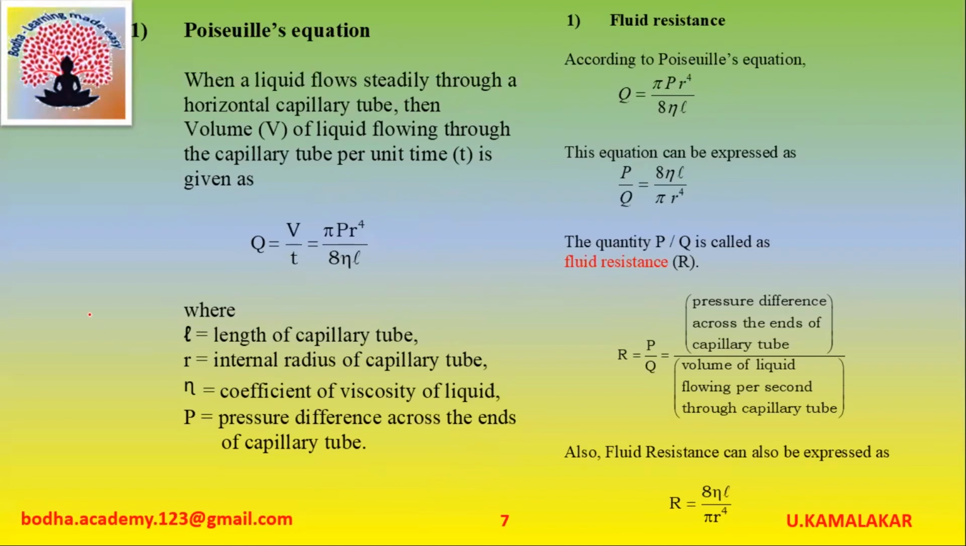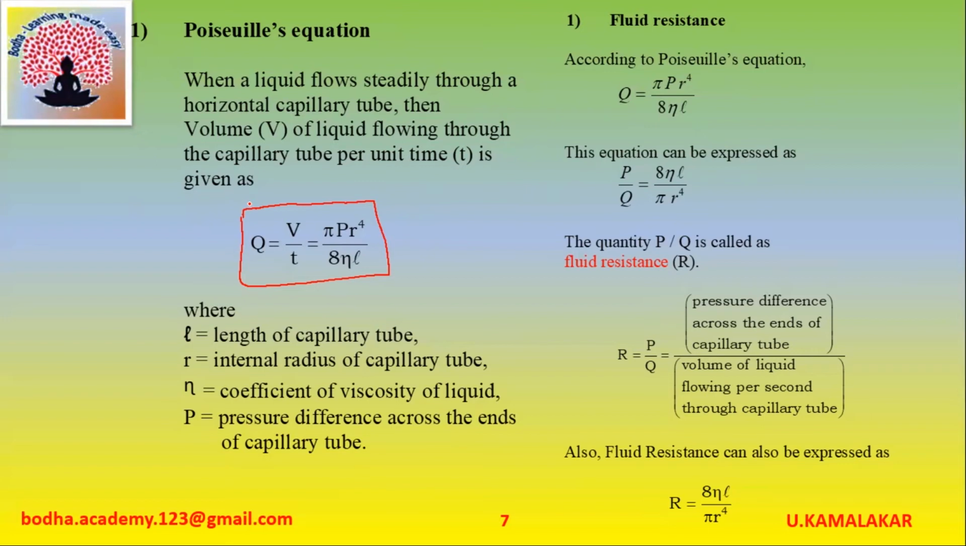Next topic, Poiseuille's equation. When an ideal liquid flows steadily through a horizontal capillary tube, then volume of liquid flowing through the capillary tube per unit time is given as Q is equal to pi P r to the power of 4 by 8 eta L, where L is length of capillary tube, r is internal radius of capillary tube, eta is coefficient of viscosity of liquid, P is pressure difference across ends of capillary tube.